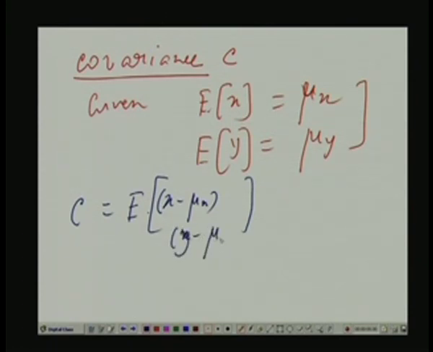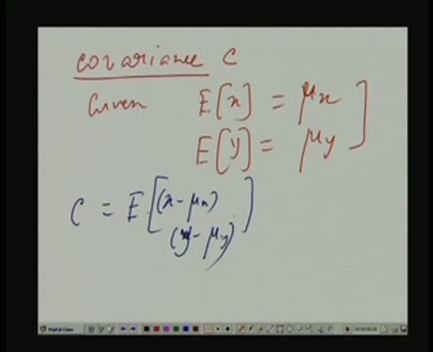Actually, you are dealing with real valued variables, otherwise I would have to put a conjugate here. Now, what is the significance of this? I call it covariance, but why is it so important?